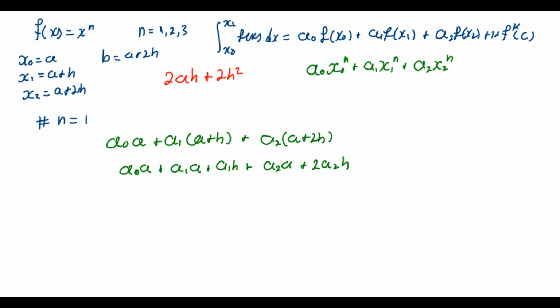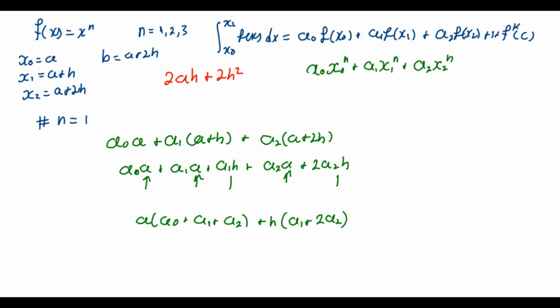One thing you observe here is that you have an a here, an a here, and an a here. Basically I can say it's a open bracket a naught plus a sub 1 plus a sub 2, like that. What else do we have? For this one and this one, h is common, so I'm just going to say h open bracket a sub 1 plus 2 a sub 2, like that. Yeah, that's the way it is.